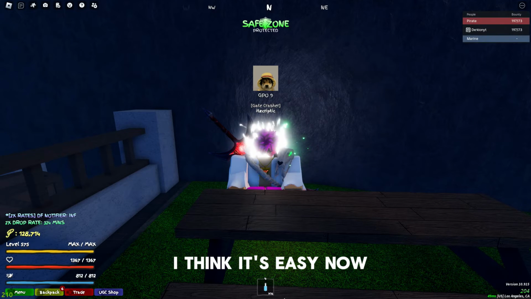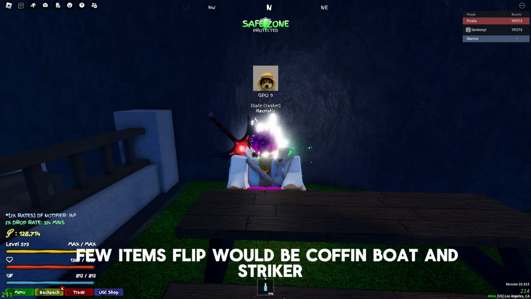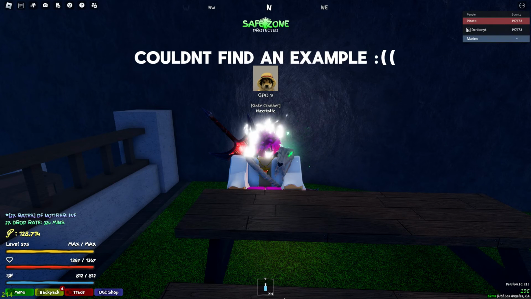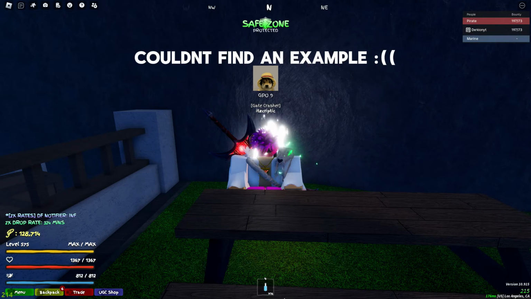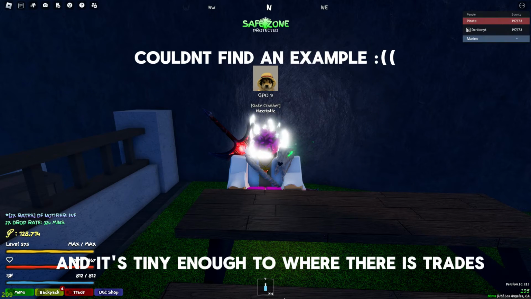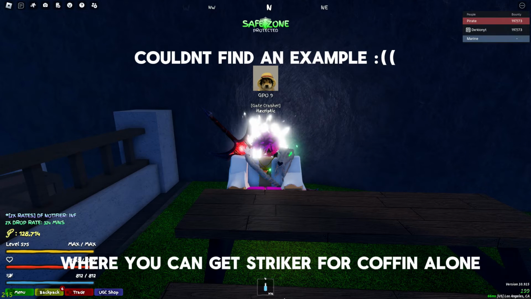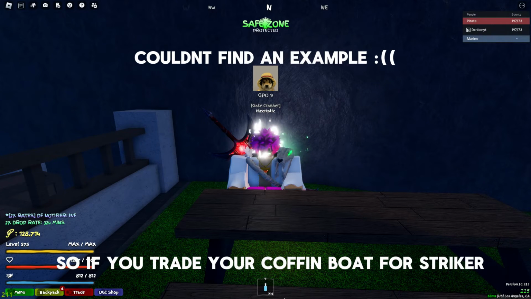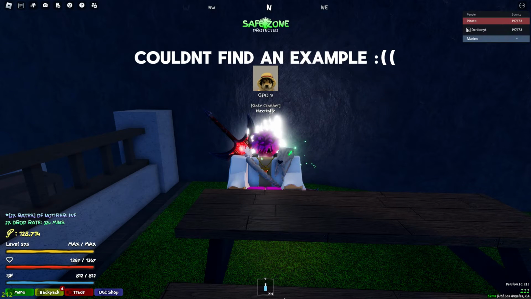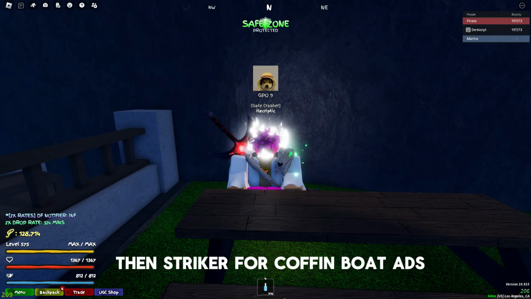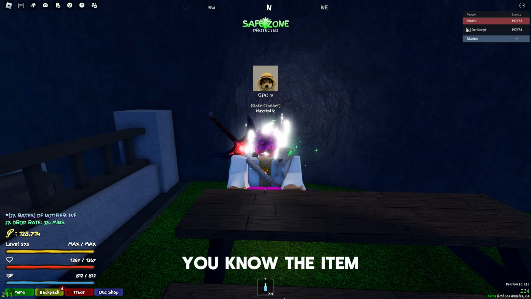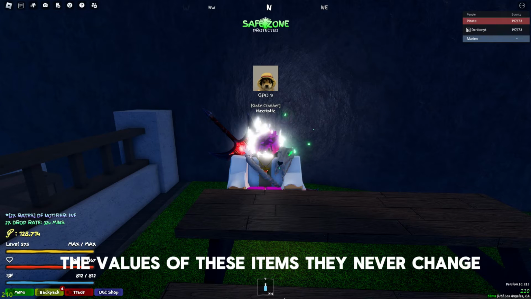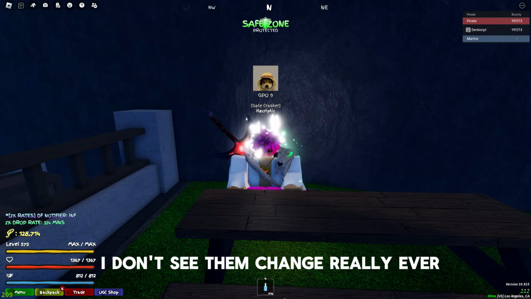I think it's easy. Now another example of an easy few items to flip would be Coffin Boat and Striker. Now, Striker is a tiny bit above Coffin Boat, nothing big at all, and it's tiny enough to where there are trades where you can get Striker for Coffin alone. So if you trade your Coffin Boat for Striker, then Striker for Coffin Boat ads, that is a flip. That is a continuous flip. The values of these items never change. I don't see them change really ever.